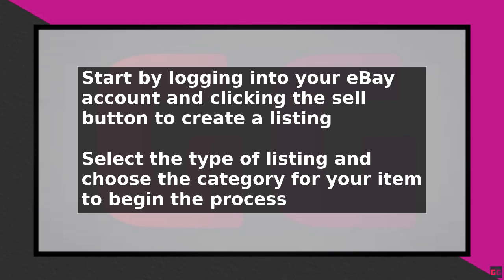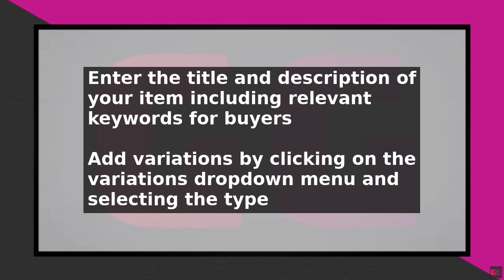searching for your product. When adding variations, click on the Variations drop-down menu and select the type of variation you want to offer, such as size, color, or material. Create a name for each variation and add the specific details for each option, including the price, weight, and image. You can add up to 5 variations for each listing.